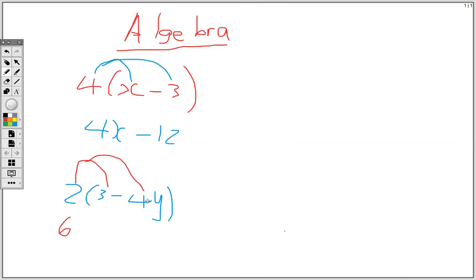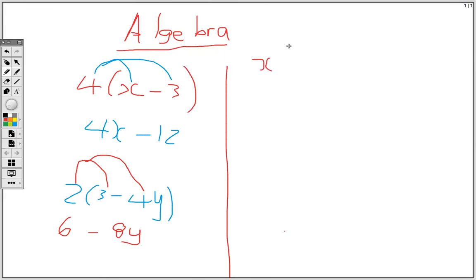Now listen, you are not going to multiply the 2 times the 4, then the 2 times the y. That is incorrect. What you're going to do is multiply the number by the number that is in front of the y. And just remember, the number in front of the y is called the coefficient. So 2 times negative 4, that's negative 8, and I write back my y. And that is it.